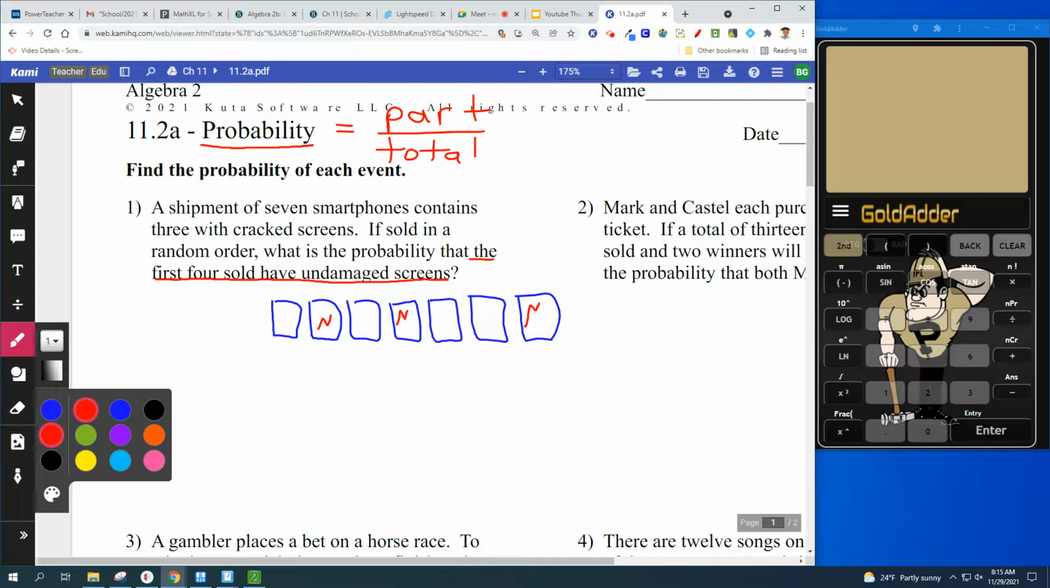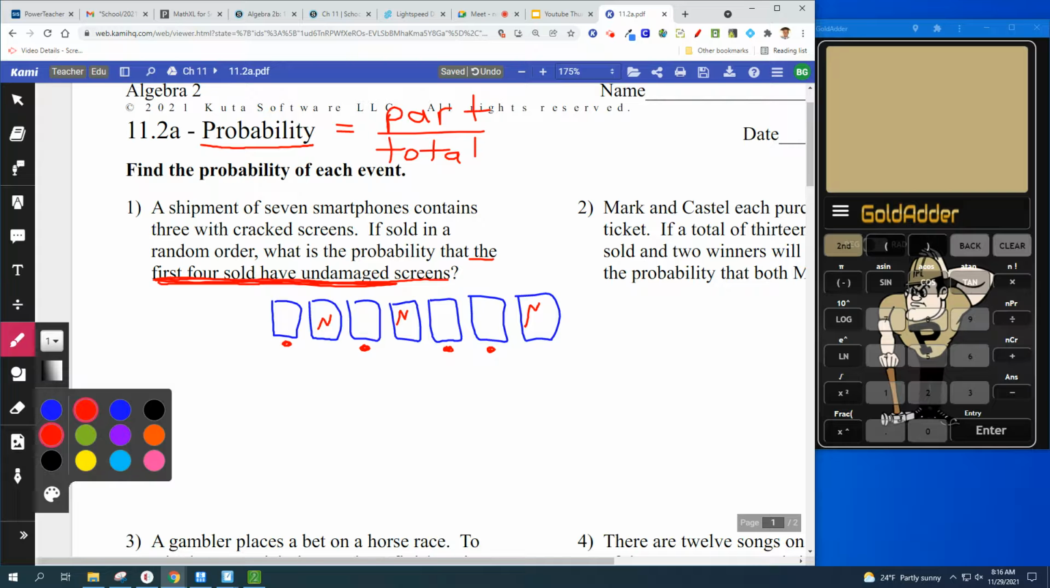So we want, think about what we just underlined. The first 4 sold have undamaged screens. So when we talk about part over total, the part is what we're looking for. And specifically what we're looking for is 4 of them have undamaged screens. Okay, so there's only 4 with undamaged screens. And so if I'm trying to pick out the 4 with undamaged screens, there's only one way of doing this.